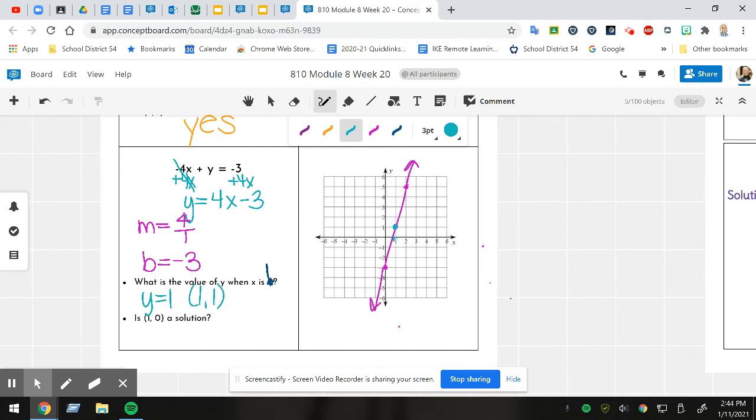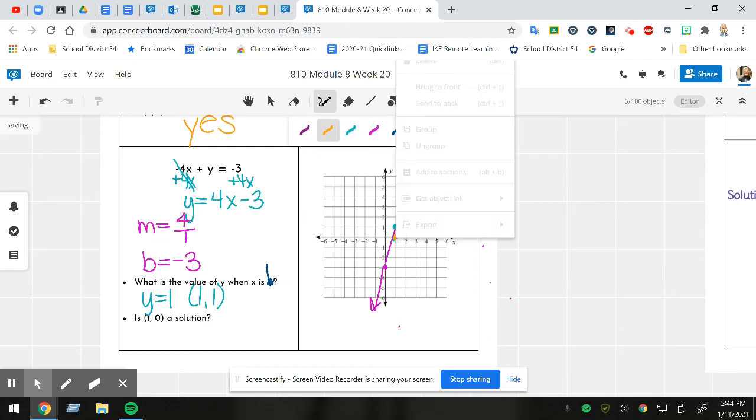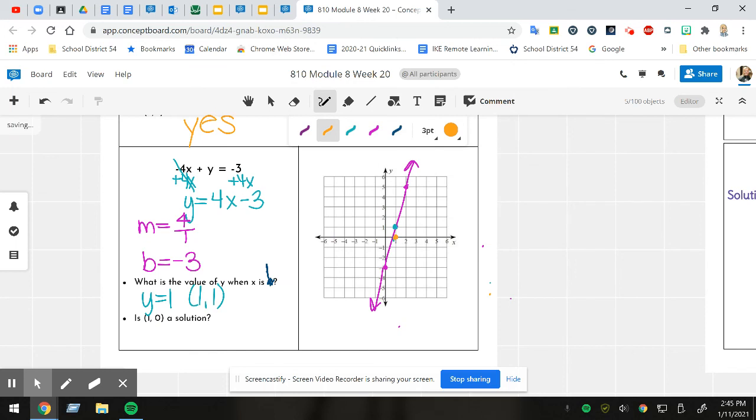The next question is, is 1, 0 a solution? Well, if I go to the right there, 1, 0 is that point on the line. It is not on the line, therefore it is not a solution. All right, move on to your independent.